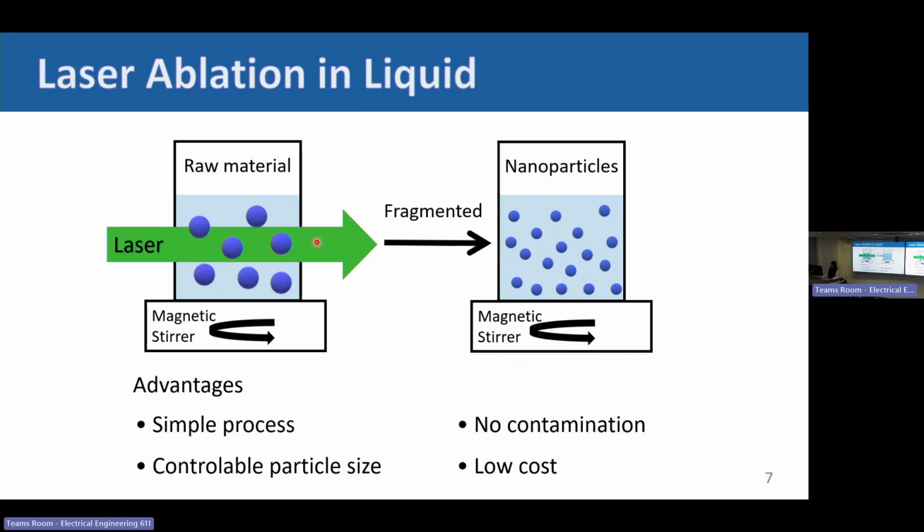It works like this: when the laser is irradiated on the raw material, it will be fragmented by the laser to form nanoparticles. The advantage of the laser ablation in liquid method is that it's a very simple process. You just put the laser on the particles, and there's no contamination, just the raw materials and the solvent. The particle size is also controllable by changing the laser conditions, and the cost is very low.